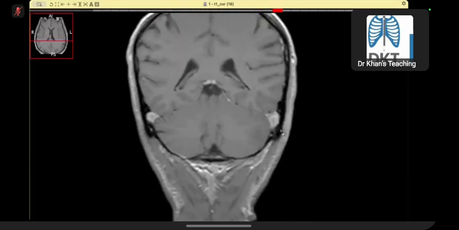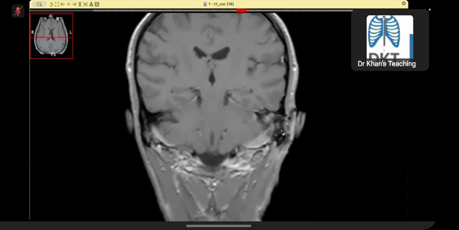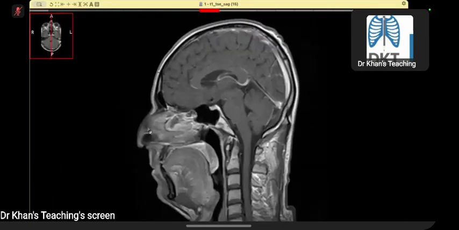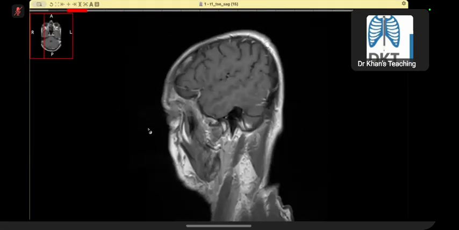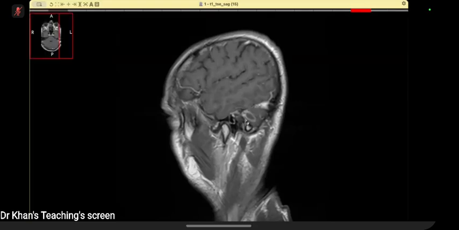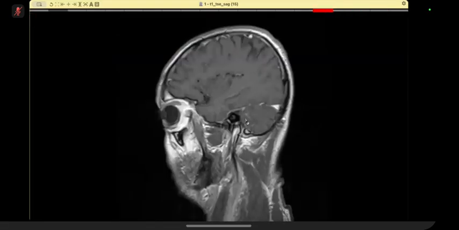There was an abscess there, and this was actually an extra-axial abscess. It was sitting just outside the cerebellum, touching the meninges. It was extra-axial. Okay, thank you.